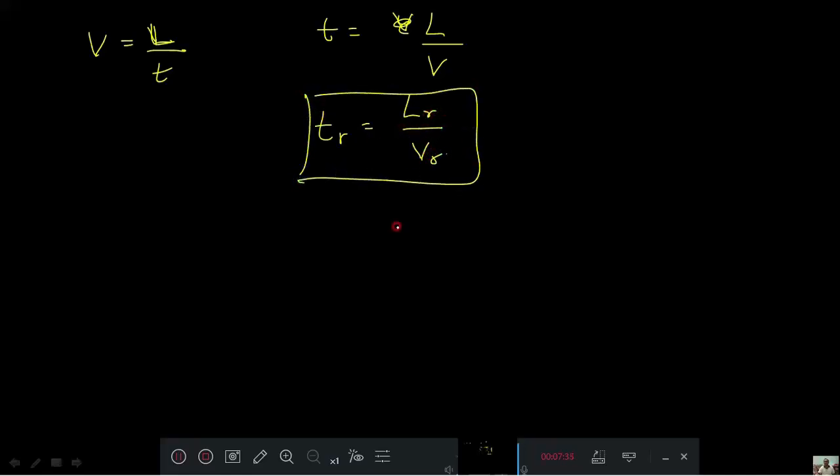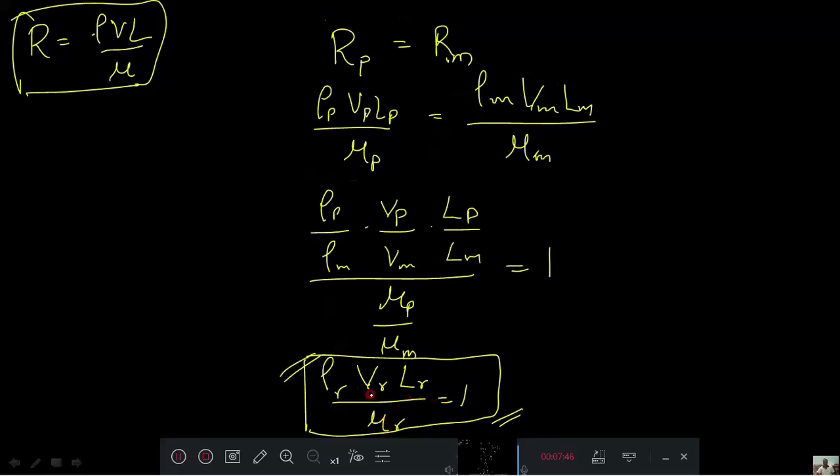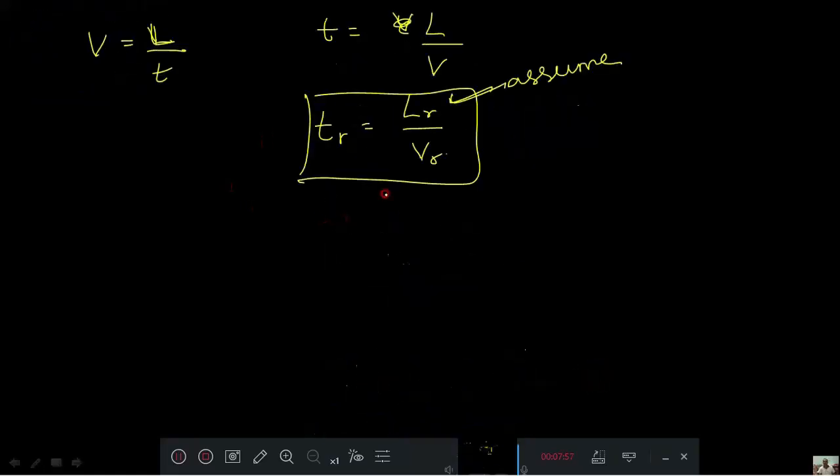Then how to get this length ratio? Length ratio, if you assume it, then velocity ratio you cannot assume. You have to calculate that velocity ratio using this equation, by knowing some other parameters, and that velocity ratio I am going to substitute here. And what is this Tp by Tm? Because the time ratio is Tp by Tm. Knowing the time of the prototype, you can design the model time, or knowing the model time, you can get the information of the prototype time. Like that. Then this is the time.